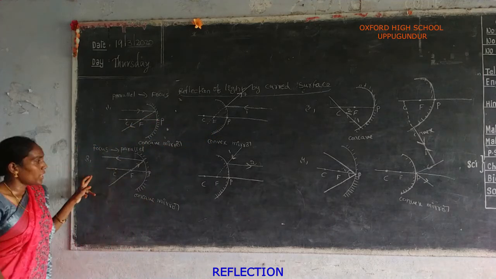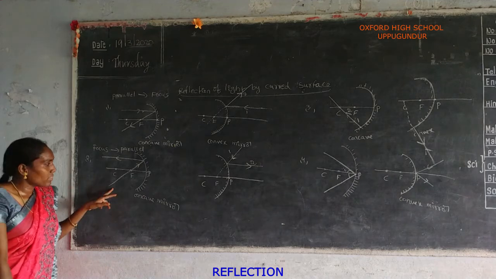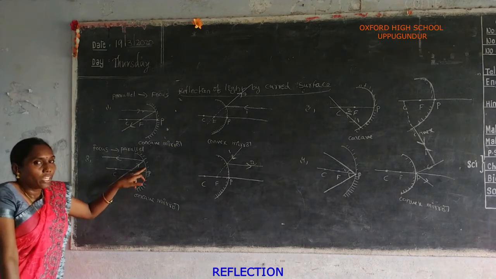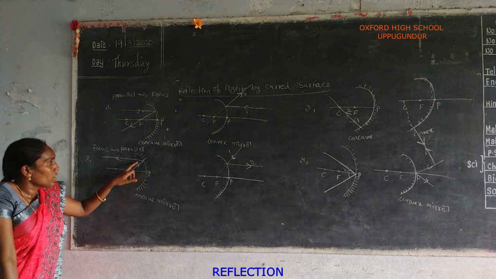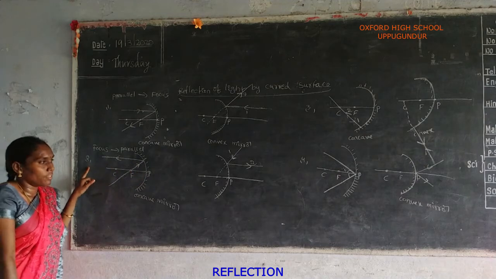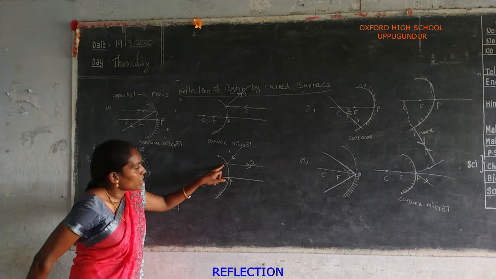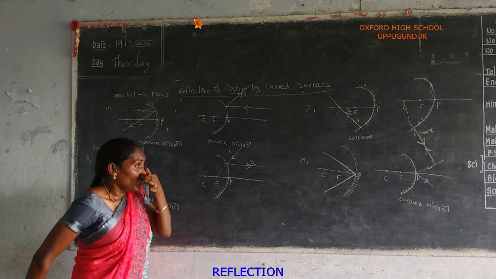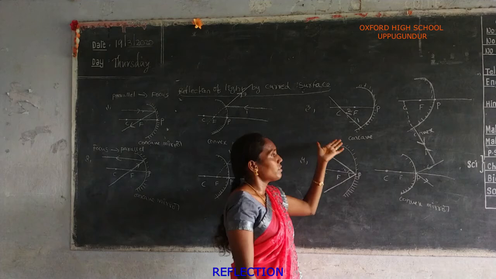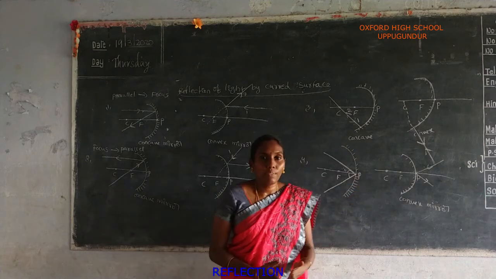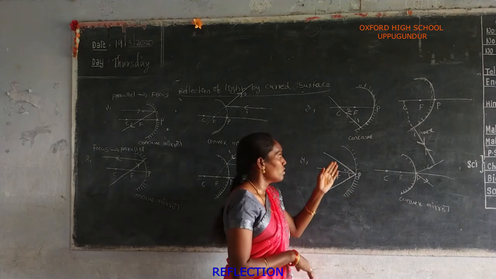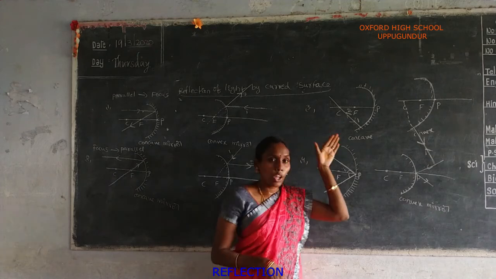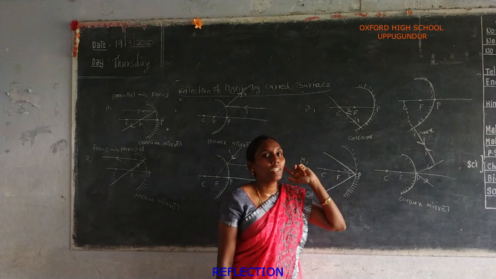See the second rule. Any light ray which is passing through the focus, after reflection, the reflected ray will be parallel to the principal axis. See the third one. Any light ray which is passing through the center of curvature, after reflection, the reflected ray is moving along the same path in the opposite direction.